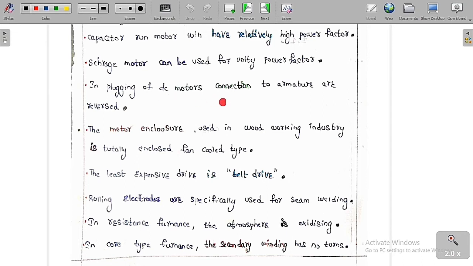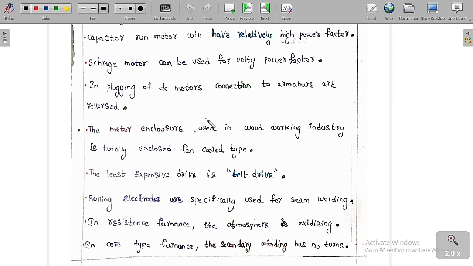In plugging of DC motors, connection to armature are reversed. I have already told you plugging means we need to stop the motor in a very small amount of time. So this is one of the methods. By plugging, we are going to stop the motor in a very less amount of time. So basically we are going to change either the field coil or the armature coil, interchange the coils.